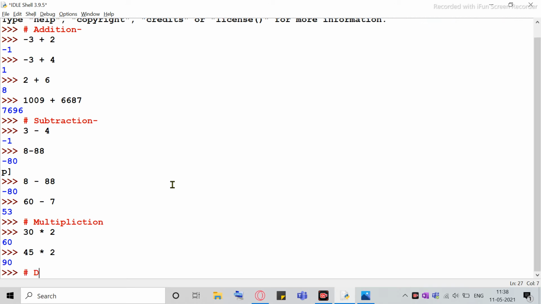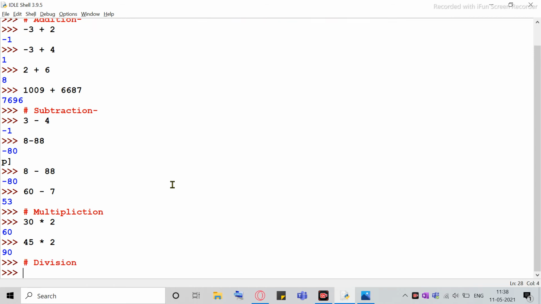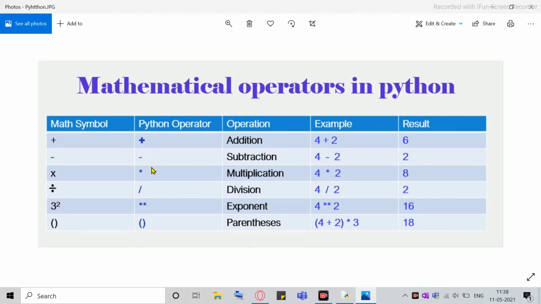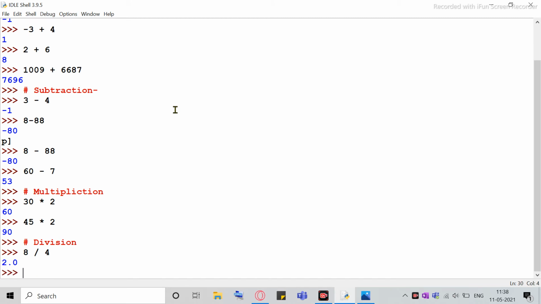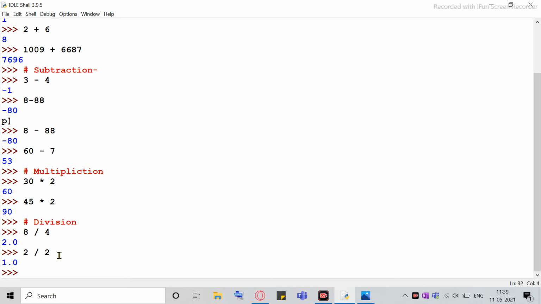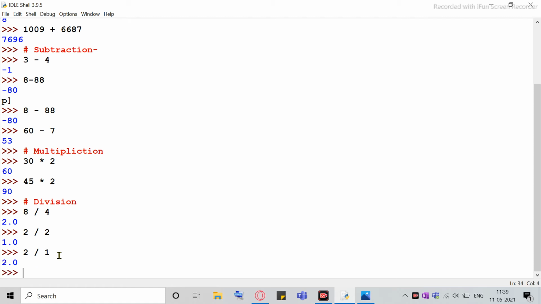Now I've got division over here. Division is a slash symbol, once forward slash. We can use 8 divided by 4, so we get 2.0. This point 0 is what I'll explain later. For now, let's just stick to 2. So 8 divided by 4 is 2.0. 2 divided by 2 will be 1. 2 divided by 1 is 2.